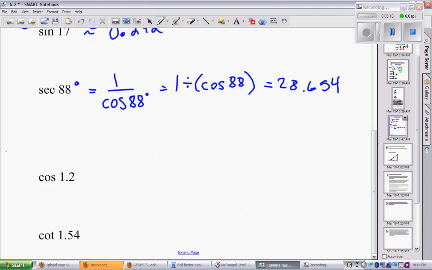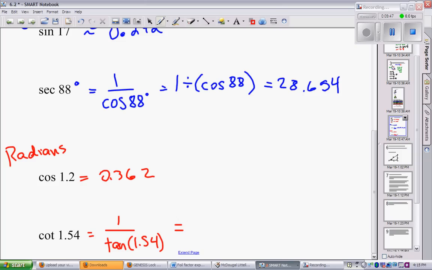Now let's switch over to radians. All you have to do is plug in the cosine of 1.2. Let's round to 3 decimal places. You get 0.362. The cotangent, we don't have a cotangent button, so you have to go 1 over the tangent of 1.54. 1 divided by the tangent of 1.54 is 0.0308.